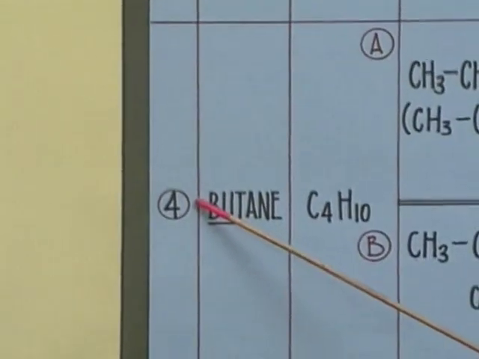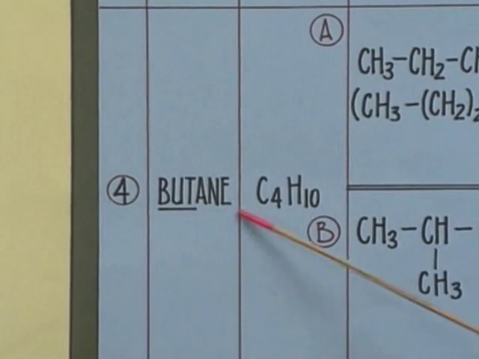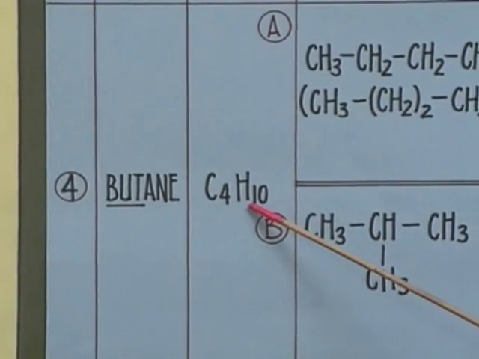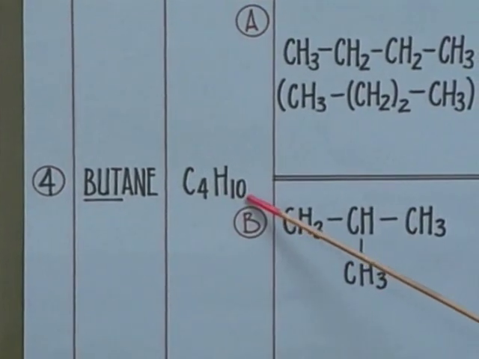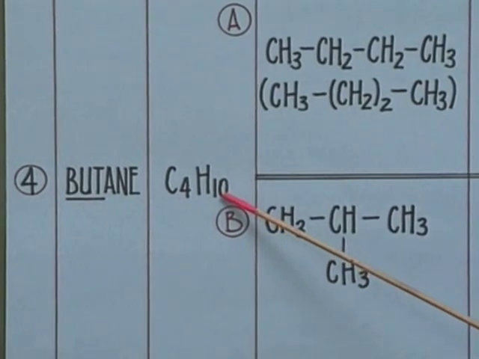Our fourth member with n equals 4 is butane. But is the numeral prefix for 4 carbon atoms. What is the formula now? C4, n is 4 now. H is 2n+2, 2 times 4 is 8 plus 2 is 10. In the case of butane, we can have 2 structural isomers.